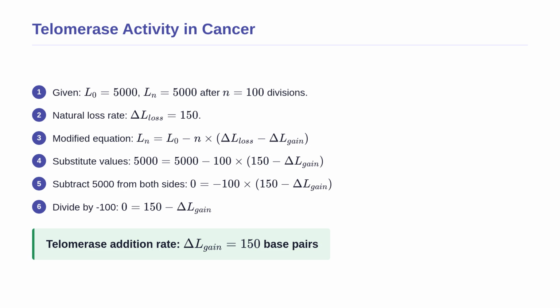Subtracting 5,000 from both sides leaves 0 on the left. Dividing by negative 100 removes the multiplier. We are left with 0 equals 150 minus the gain. Moving the gain to the other side, we find the telomerase adds exactly 150 base pairs per division. The length remains perfectly constant.